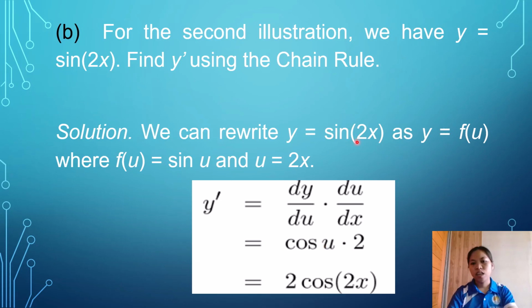We let this inner function as u. Then multiplied by the derivative of u with respect to x, which is 2x. The derivative of 2x is equal to 2. Then multiply together and then substitute the expression for u. Then that gives us 2 cosine 2x.